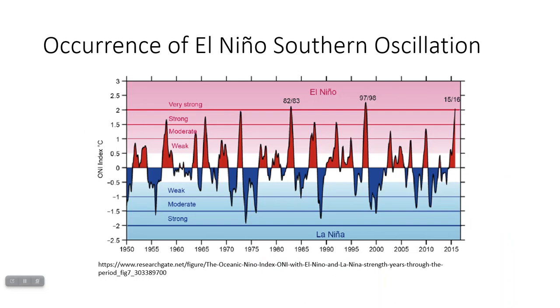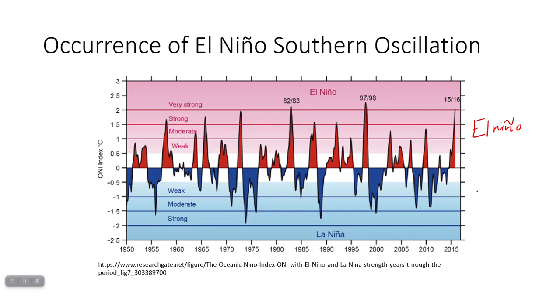So this is a graph showing you the occurrence of the El Nino Southern Oscillation, which is the El Nino and La Nina cycle. It's characterized by differences in sea surface temperature off the west coast of South America, and that's kind of what's represented by this ONI index that you're seeing on the y-axis. But what you can see is whenever this value is above 0, that means you're in an El Nino year.